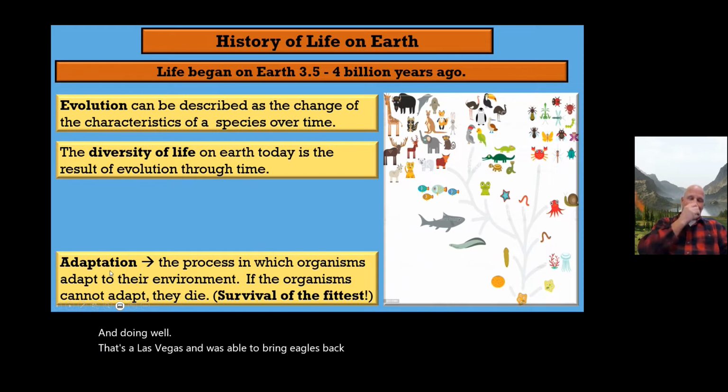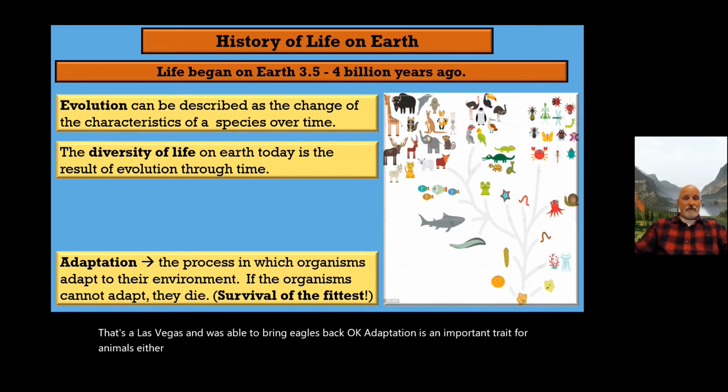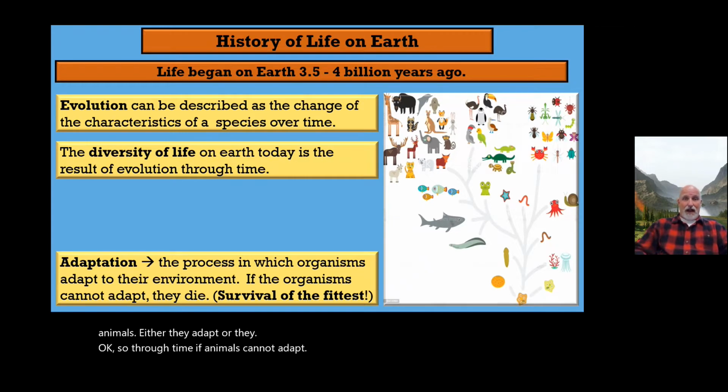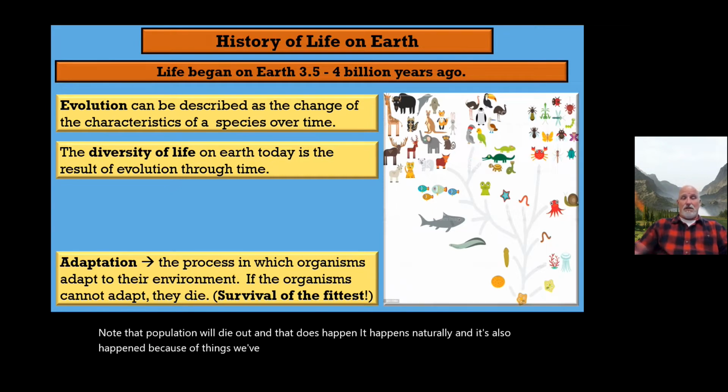Adaptation is an important trait for animals. Either they adapt or they die out. So through time, if animals cannot adapt, then that population will die out. And that does happen. It happens naturally, and it's also happened because of the things we've done by encroaching on their environment. But you call it adaptation, the process in which organisms adapt to the environment.